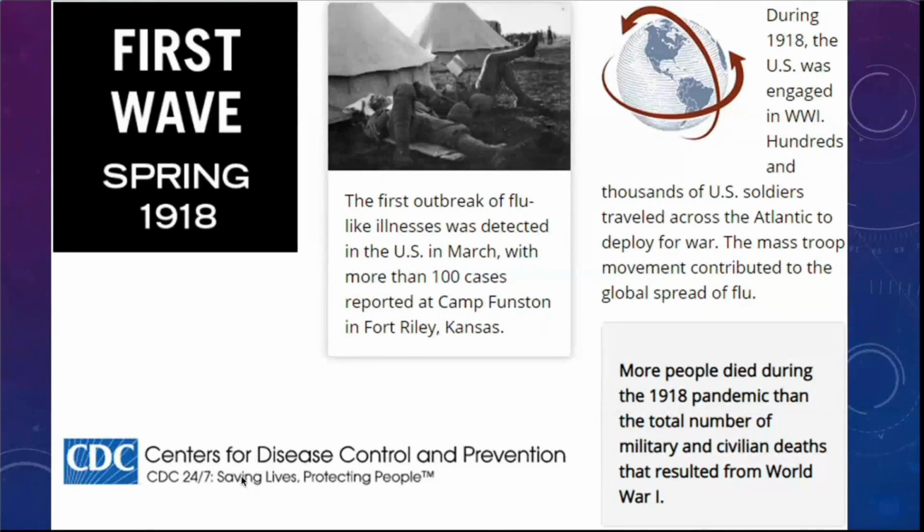The first wave started in spring 1918. It happened during World War I, when thousands of US soldiers traveled across the Atlantic, deployed for war. This mass troop movement contributed to the global spread of the flu. The first few cases seen in the United States were in March, with more than 100 cases reported at camp.